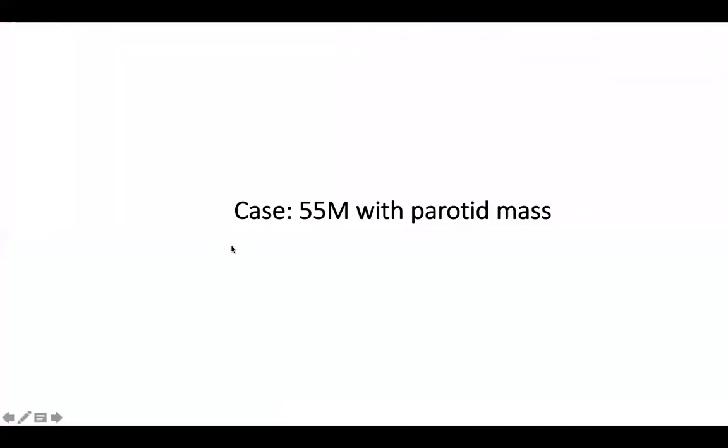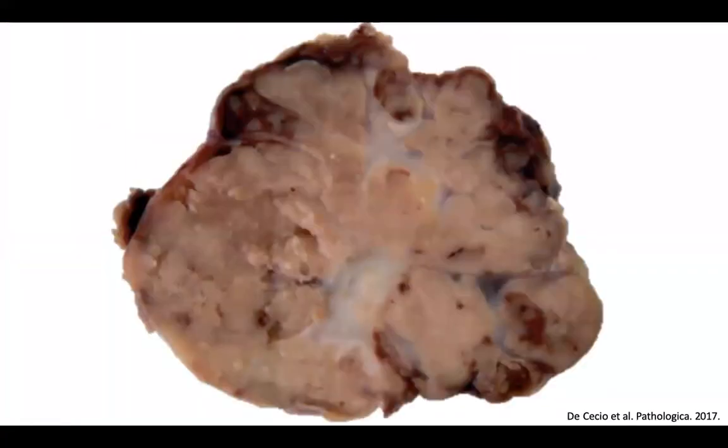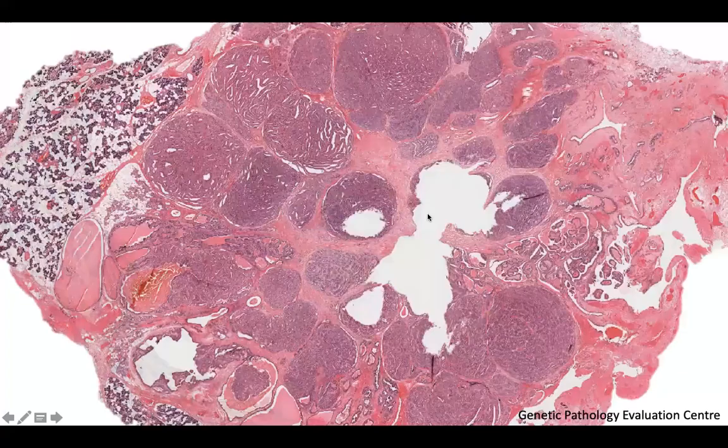All right, moving right along. Got another case, 55-year-old guy. He's got a parotid mass. All right, let's look at it. So it looks like a nodular lesion. It is infiltrative, right? It doesn't look like it's circumscribed. Looks like it's pushing into the surrounding parenchyma.